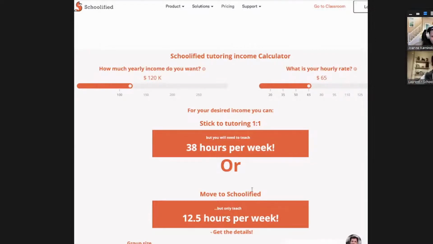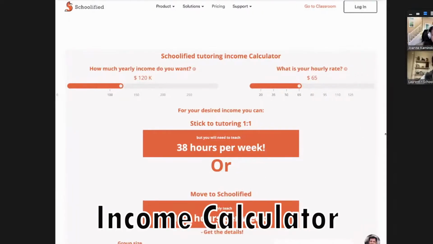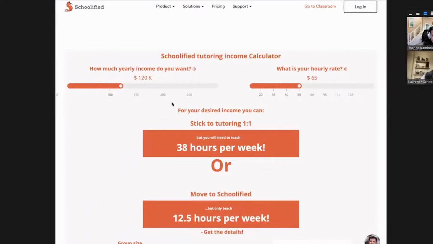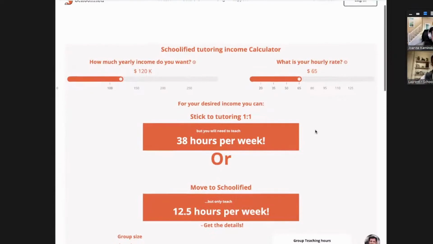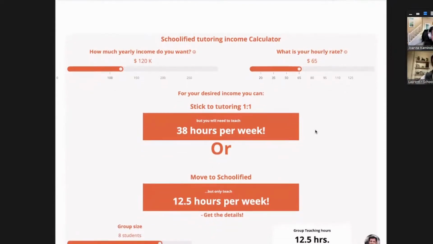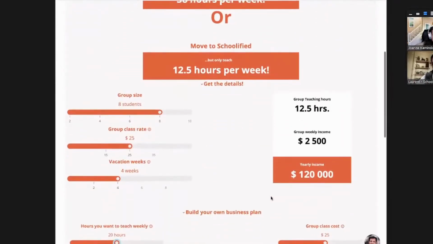So we did this very simple calculator that actually shows you. Maybe you don't want to go to that 120K. But we did something very basic, which shows by the numbers that if you want to make 120K tutoring, that's 38 hours per week at $65. You can play around with this. But if you started moving to groups, you would need 12 hours. Now, this is entirely customizable.